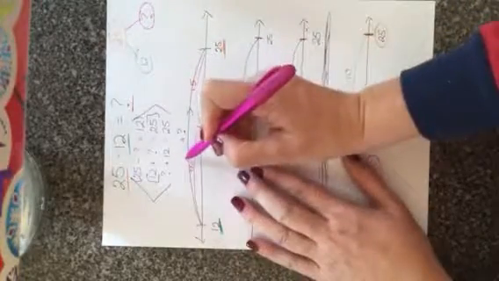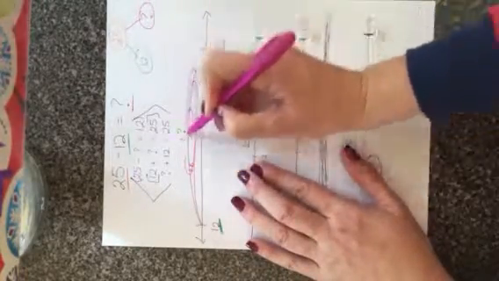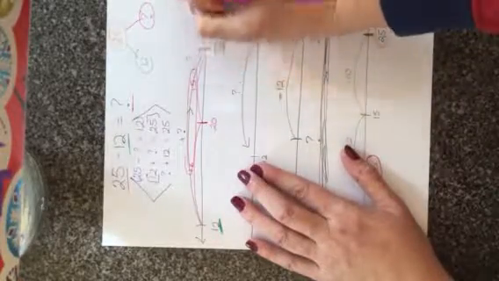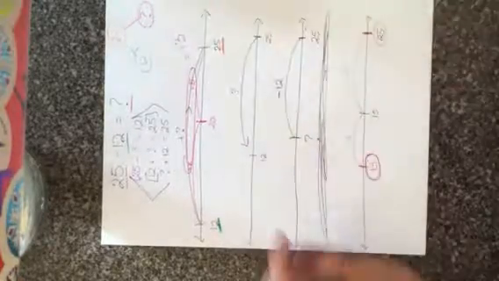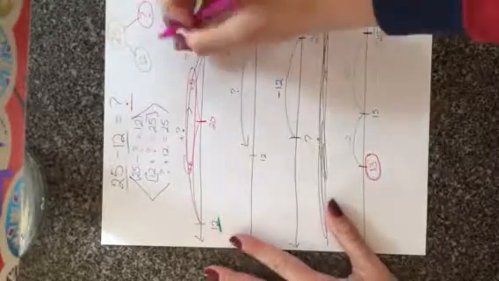So then what I do is I add up every jump that I made. So 8 plus 5 is 13. And that's my answer.